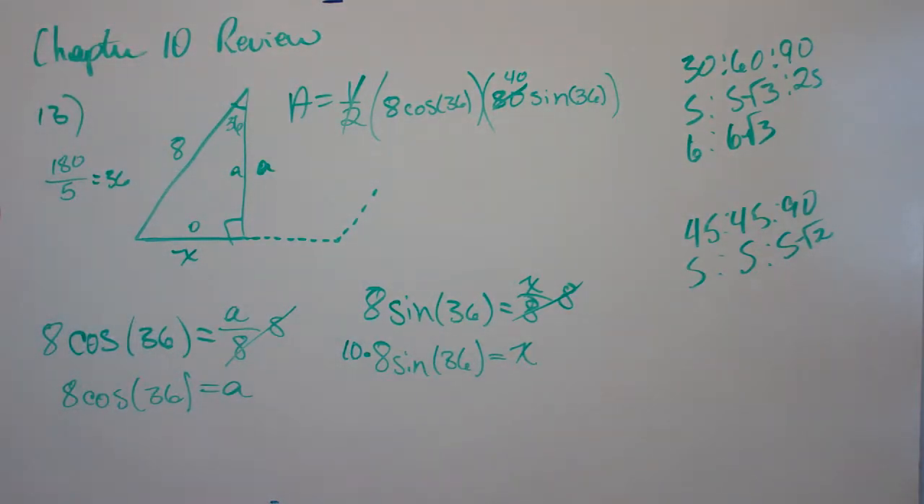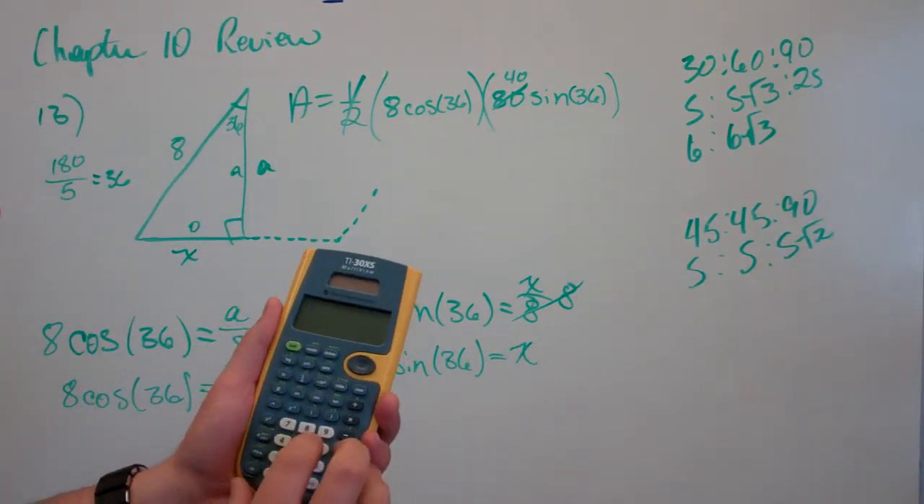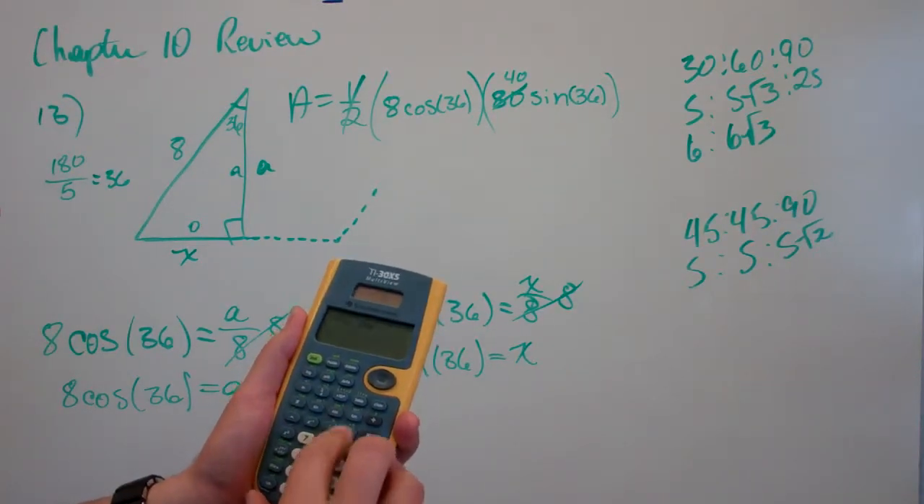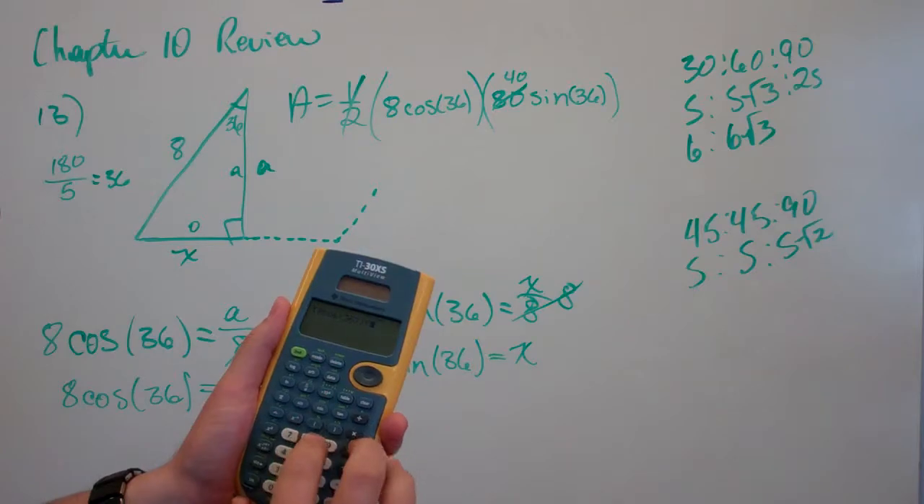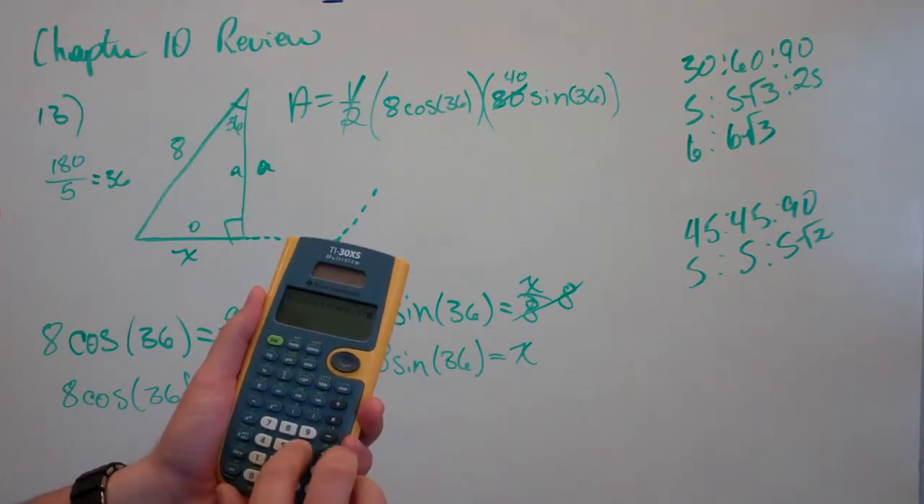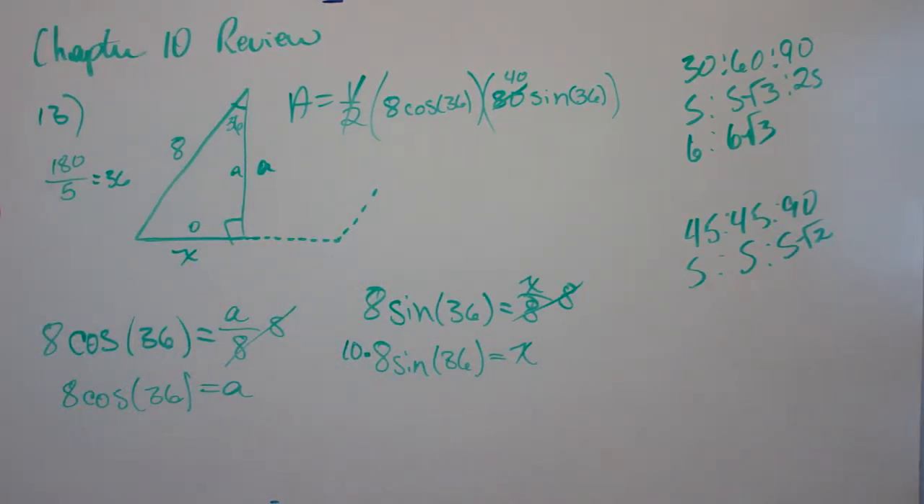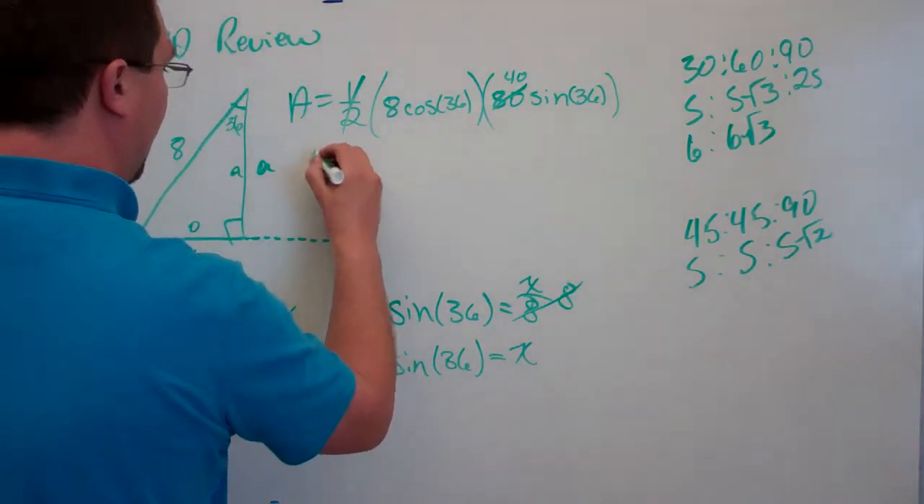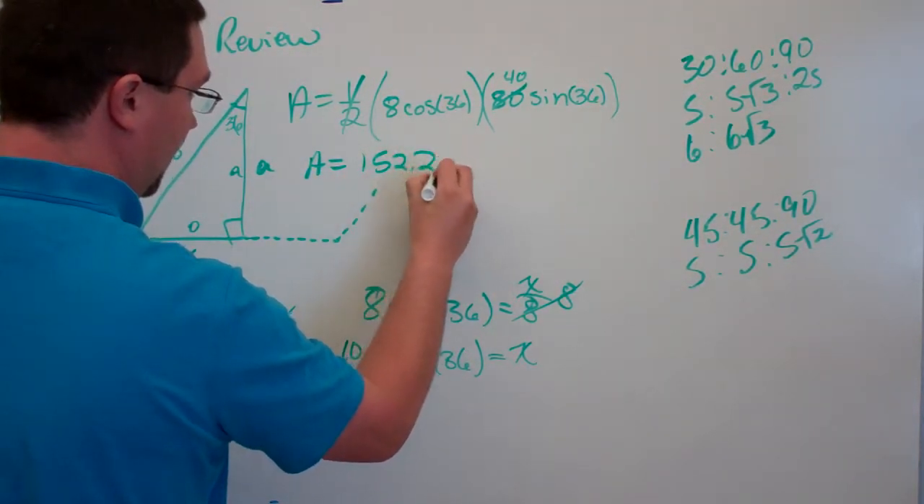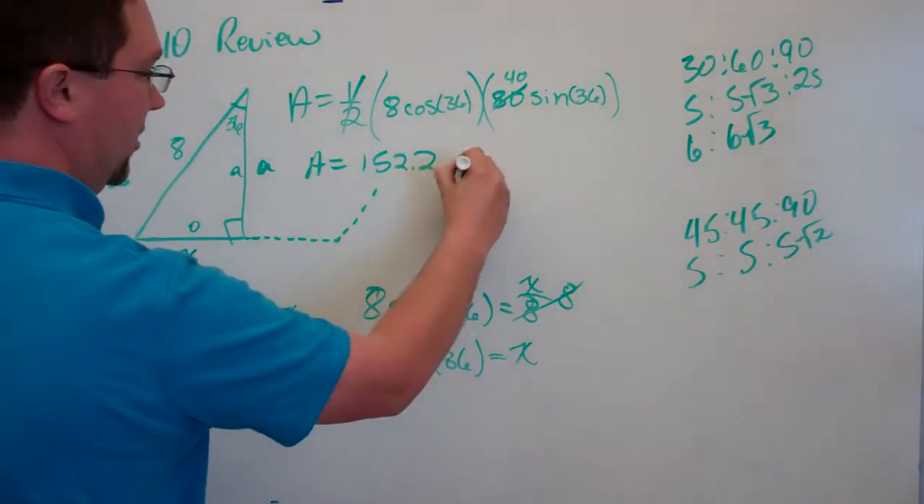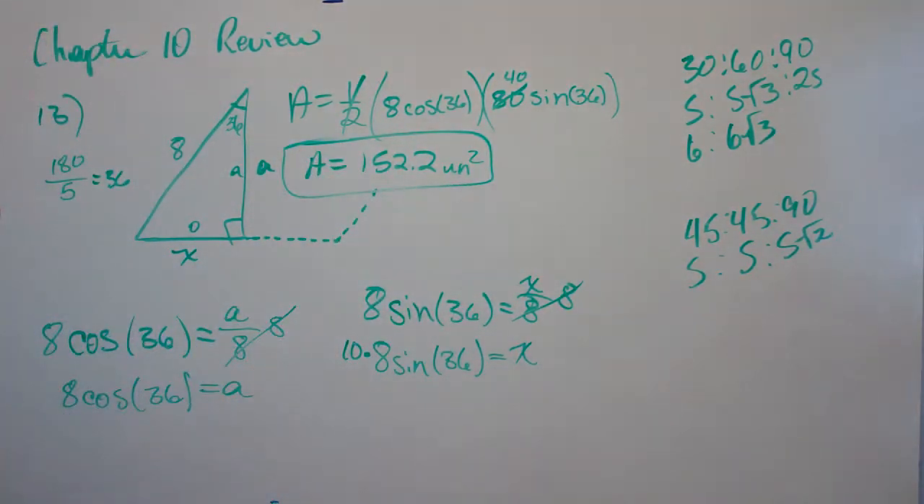And now just type that into your calculator. Make sure you use the parentheses correctly. Alright, here, hopefully you can see this. You're just going to do 8 times the cosine of 36. Make sure you close both of them. Open it up, 40 times the sine of 36. Make sure you close both of them. Answer is 152.2. Okay? The area is 152.2, whatever the units were squared. Okay? So remember, make sure you type it in the calculator correctly. If you type it in correctly, it'll give you the right answer every time.